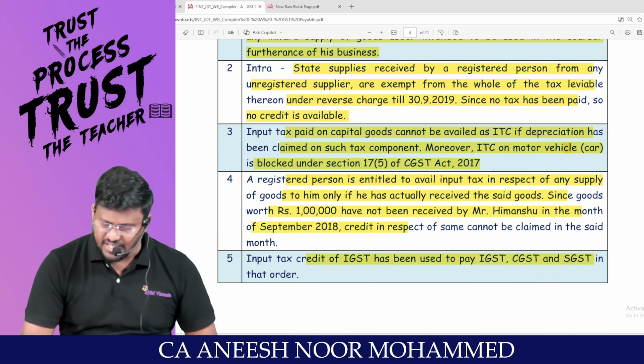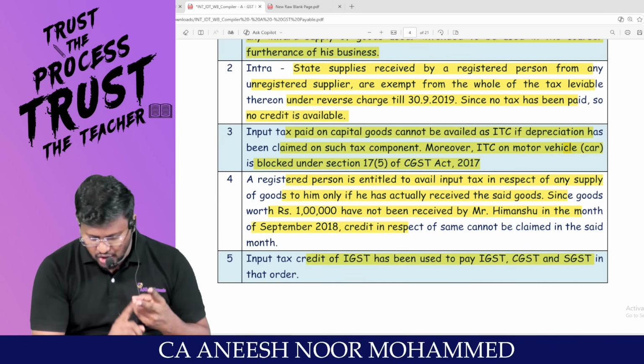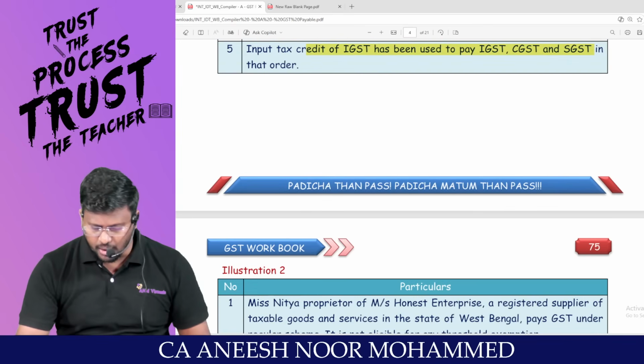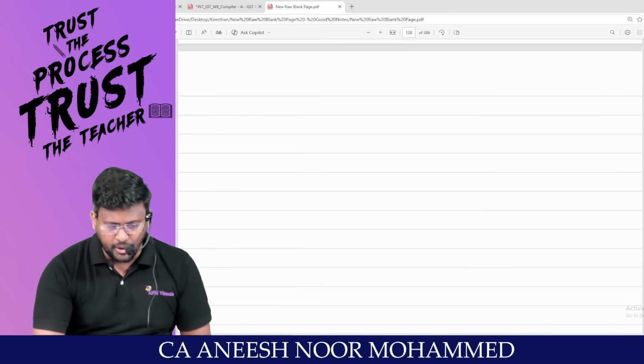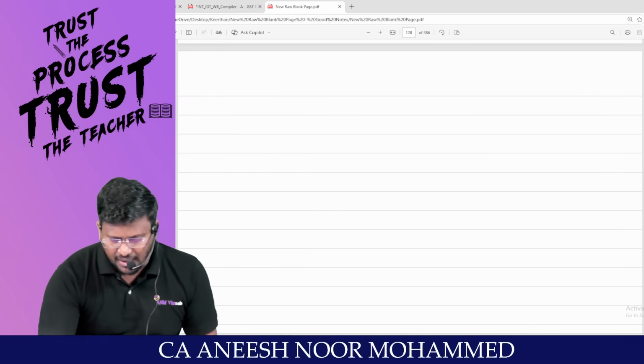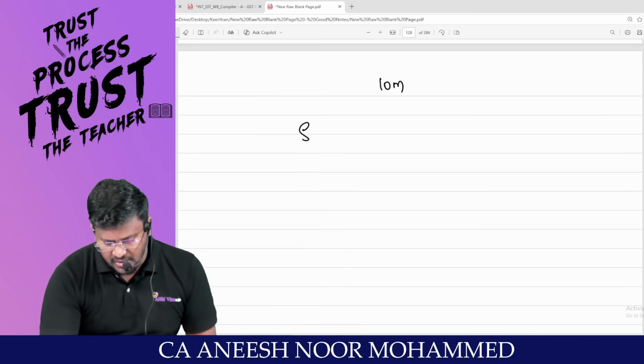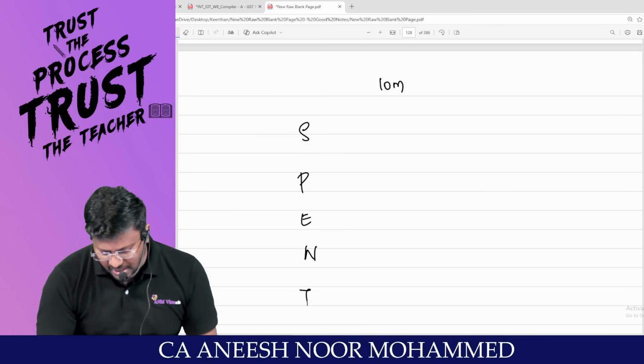ITC of IGST has been used to pay IGST, CGST, SGST in that order, my dear lovable students. That's question number 1. This is what we are going to get for the first 10 marks in examination. That means we have to spend, my dear lovable students.